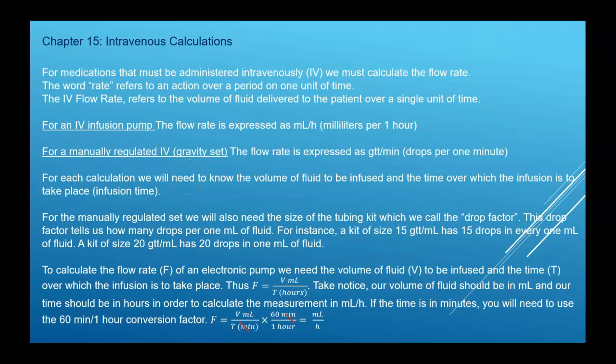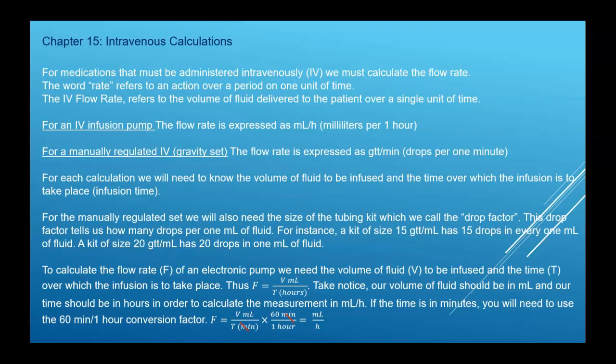So for each calculation, you need to know definitely the volume of liquid to be infused and the time over which to infuse it. So basically the volume in milliliters and the time of infusion, and if it's a pump, time is usually in hours because you program the pump per hour. But if it's a gravity tubing set, your time is in minutes because you want to regulate the number of drops per minute.